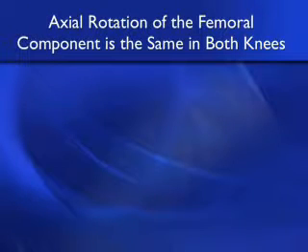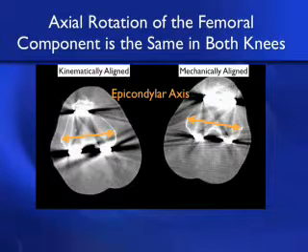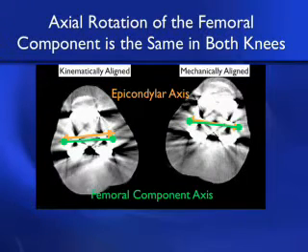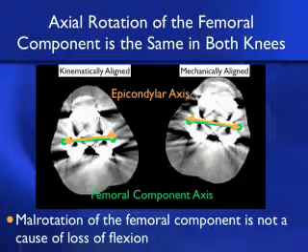Now, of course, these problems are not all that simple. There could be axial malalignment of the components as well, but it turns out with axial CT that the rotation of the femoral component in both knees is the same. And you can then identify the epicondylar axis on the axial CT and then project it down to either the lugs on the component or the posterior joint line, and you can see that the angle formed by the femoral component axis and the epicondylar axis is the same in both knees, and therefore malrotation of the femoral component could not be a cause of loss of flexion in this particular patient.